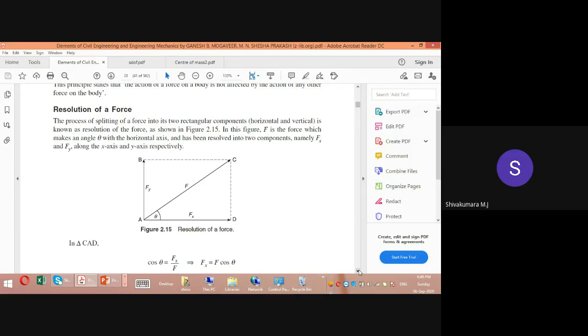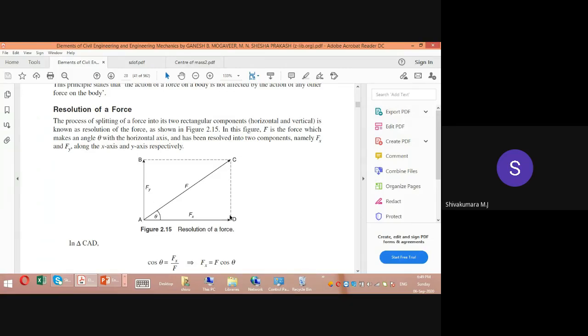For analysis purposes, normally what we do is split the force into multiple components, to simplify the problems. For example, over here, there is a force of magnitude F, inclined at an angle of theta with respect to horizontal, and acting in this direction. Here we can split this force into horizontal, that is in direction AD, and vertical in direction AB. Fx is the component of force F in x direction, and Fy is the component of force in y direction.